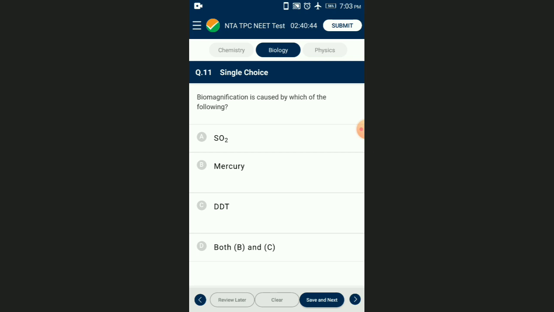If we take an example of DDT in the aquatic food chain, the concentration of DDT increases at each successive trophic level, starting from 0.003 parts per billion in water. It can ultimately reach 25 parts. So the answer for this question is option D. Both B and C are answers for this question.